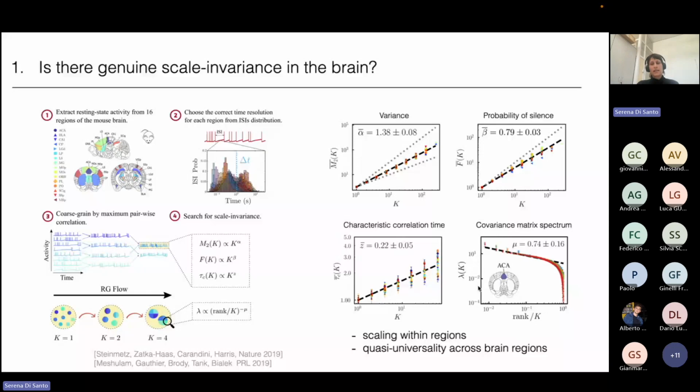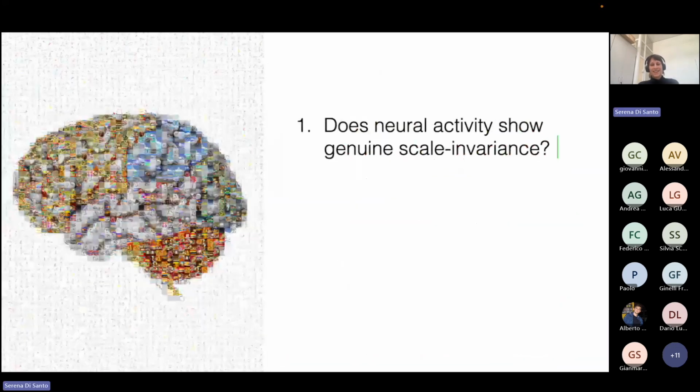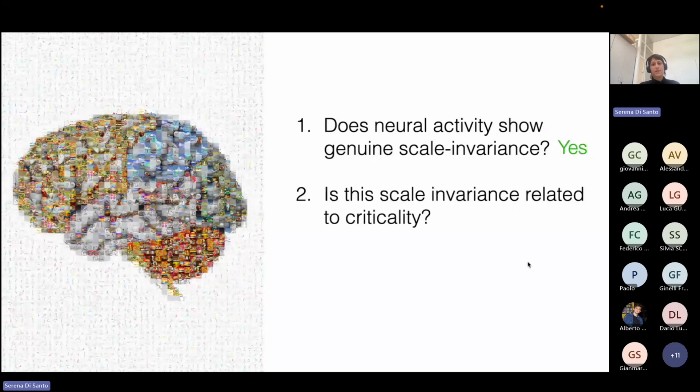Another thing that one can look at is the covariance matrix spectrum within clusters. And what one can see is that for different cluster sizes, here different colors are different cluster sizes, these spectra collapse very nicely on top of each other. This is for one specific region. And this is, again, another sign of the fact that there is genuine scaling invariance in the system. So I don't know if I convinced you, but at least I did convince myself that in this neuronal system, one can actually observe scaling invariance.